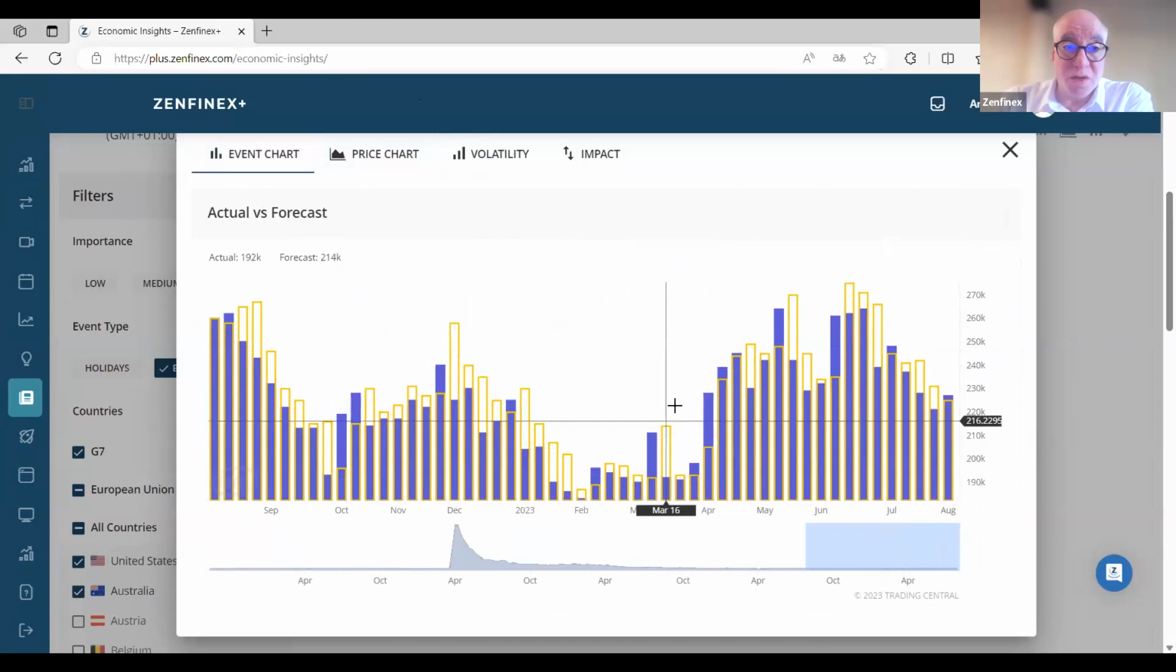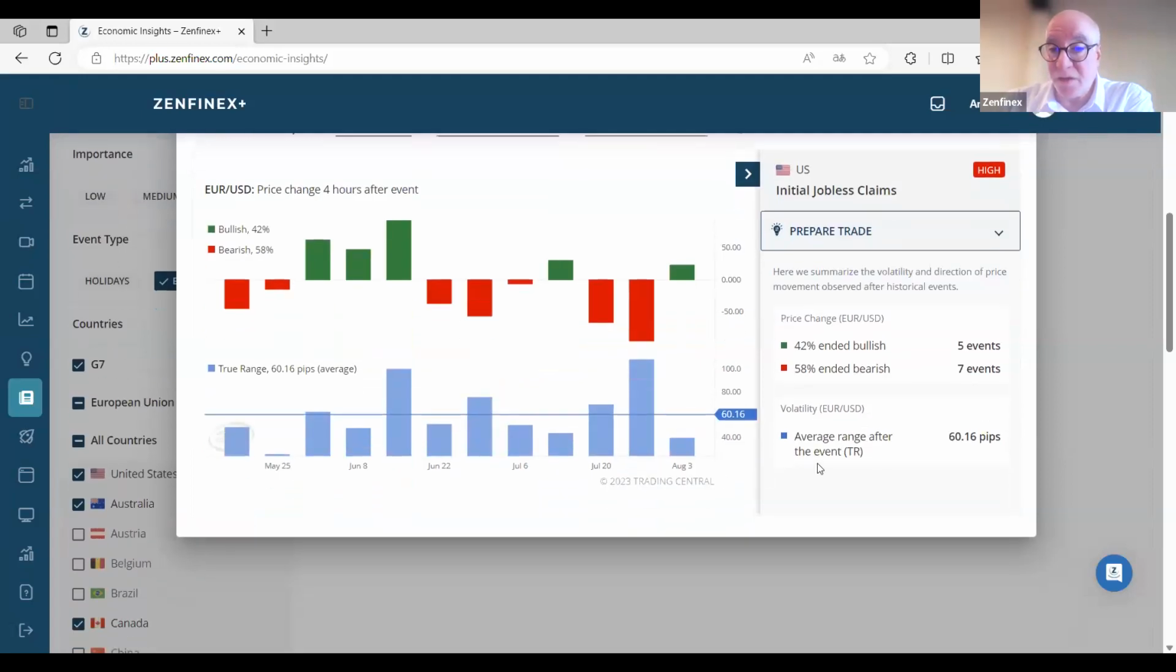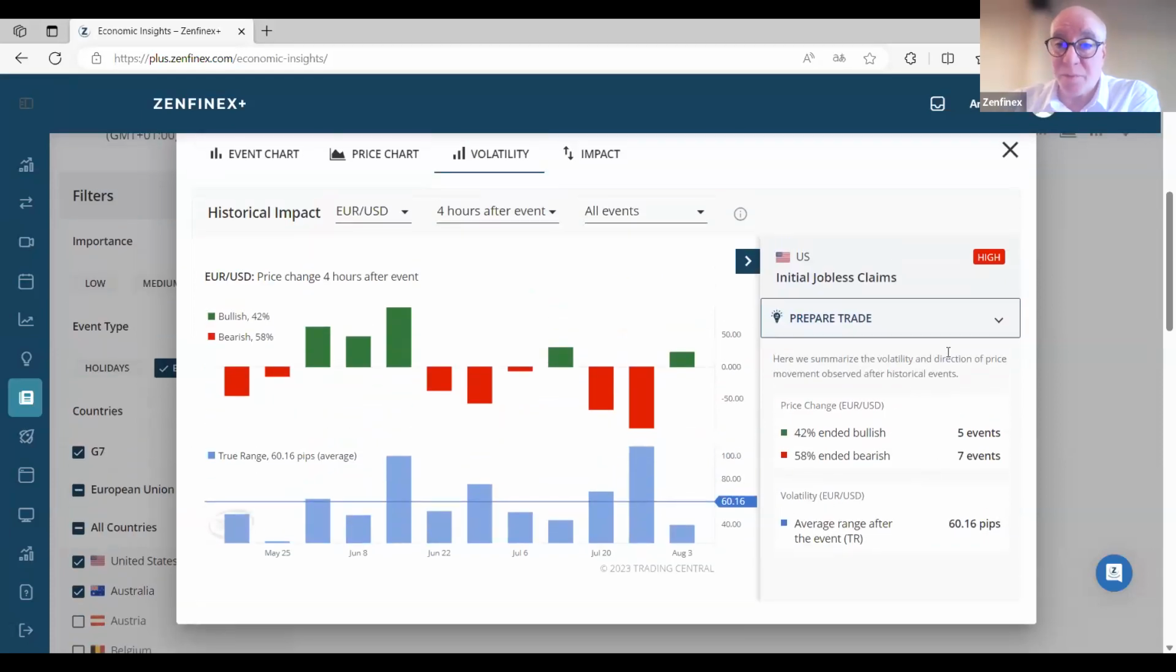what the expected was and what the forecast was. So if you look at the numbers in this top corner, the yellow is forecast, actual was lower, and the volatility. So there are some videos on our portal that show you how to use these, but it can help you prepare for the news that's coming out this afternoon at 1:30 London time. You can see that after the last 5 events, price ended up bullish, basically. So the average range.